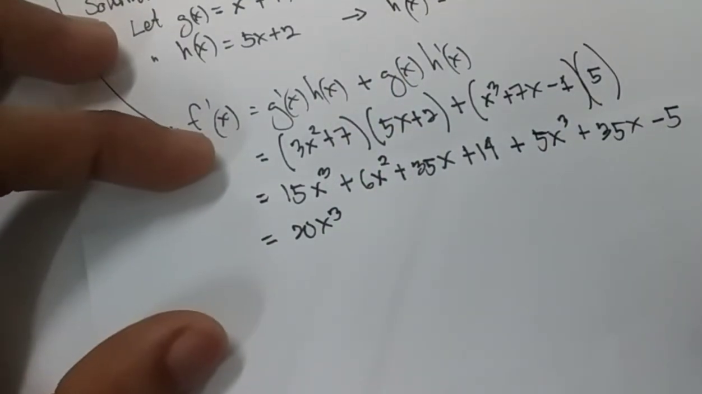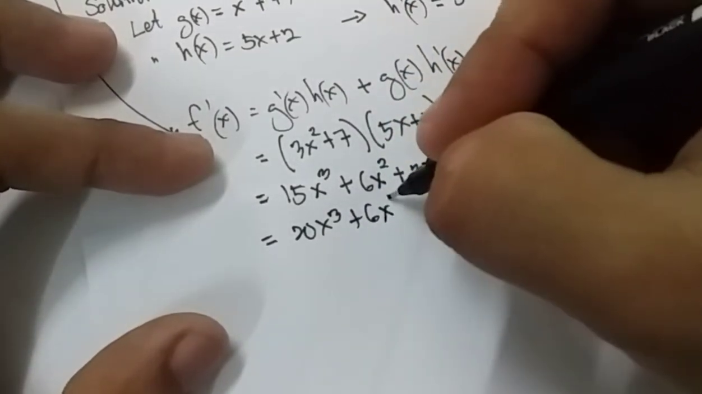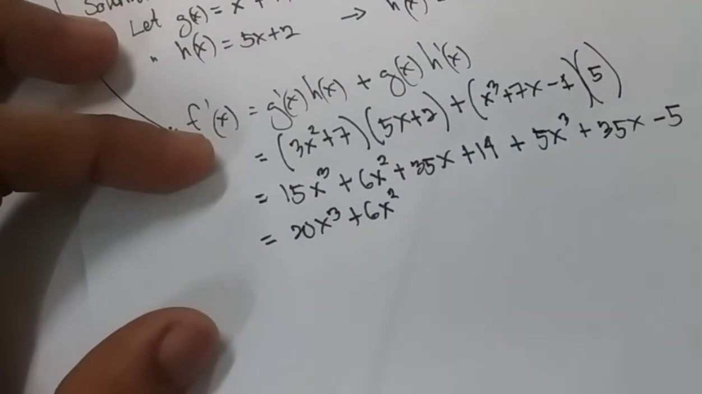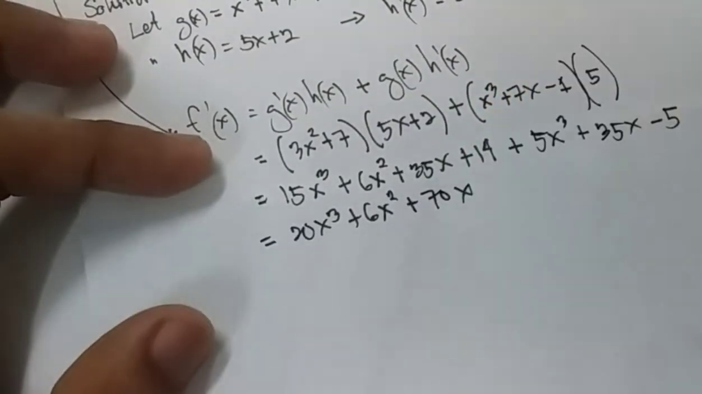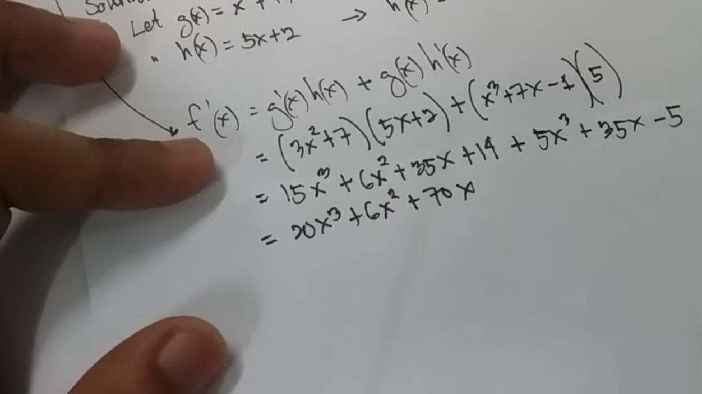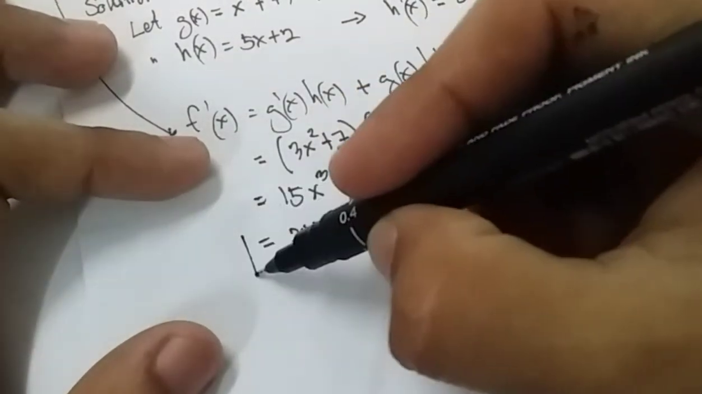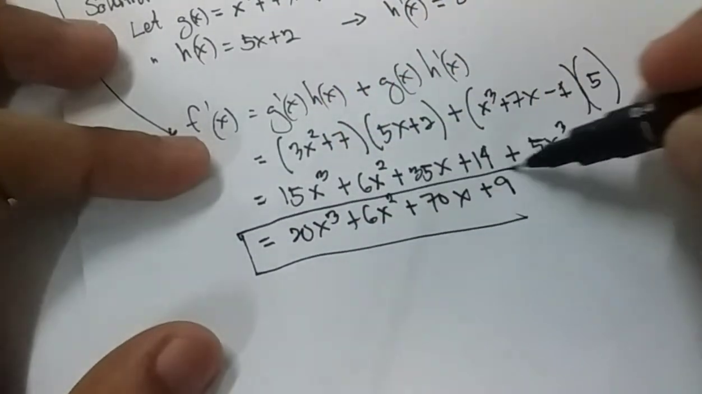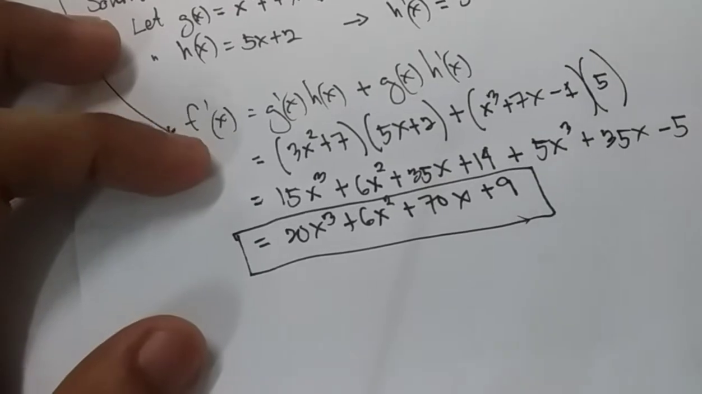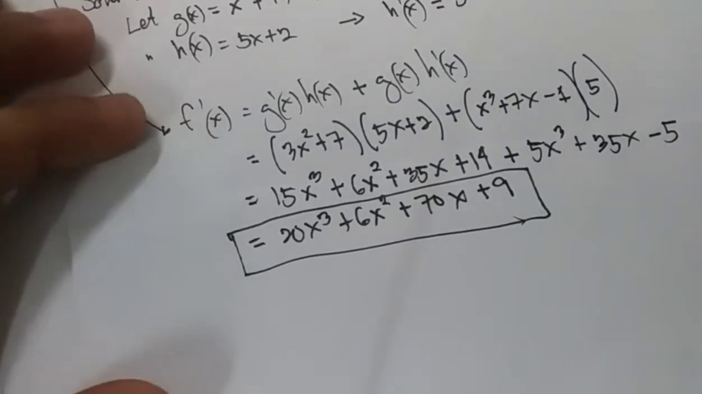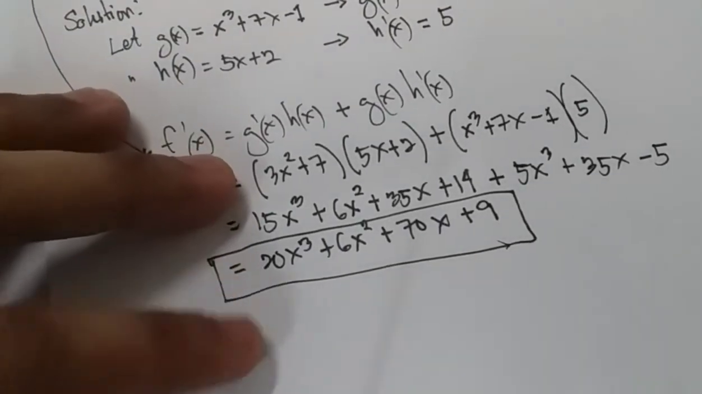Next we have 6x squared. You can copy 6x squared because there's no other x squared here. Next we have 35x. You can add this one, so this is 70x, and we have the constant 14 and negative 5, that is equal to 9. So the final answer here is 20x cubed plus 6x squared plus 70x plus 9. So that is for our example number 1. Now let's go to our example number 2.